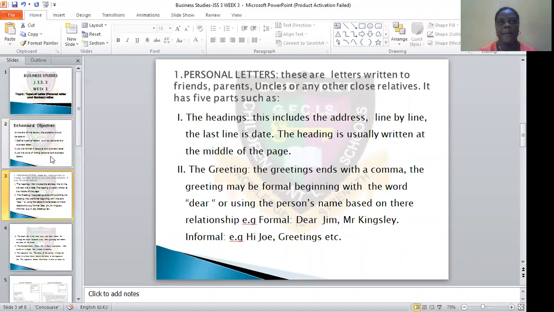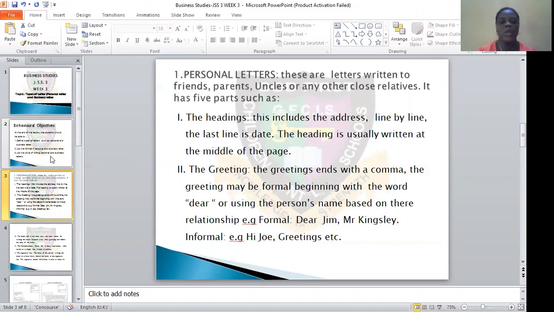Let's talk about personal letter. Personal letters are letters written to friends, to parents, to uncles, aunties, cousins, to relatives, close relatives. You are free when you are writing personal letters. They are not official. The letter you are writing is not formal. It is an informal letter, and it has some parts that are divided into 5 parts.